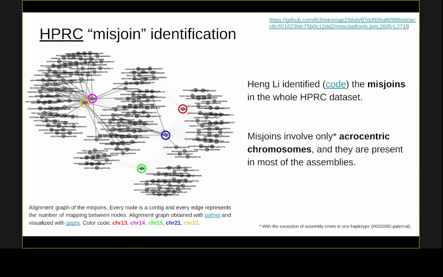So the first thing that came up in the Human Pangenome Project was that we did an assembly evaluation, and one thing you do is you take the contigs from the assemblies and you map them against the reference, in this case, the telomere to telomere assembly. And what showed up was that pretty much all samples had what were called misjoins between different acrocentric chromosomes with respect to the telomere to telomere assembly.